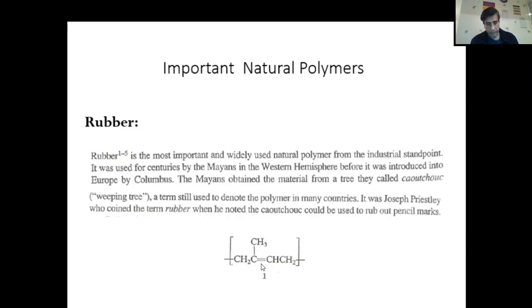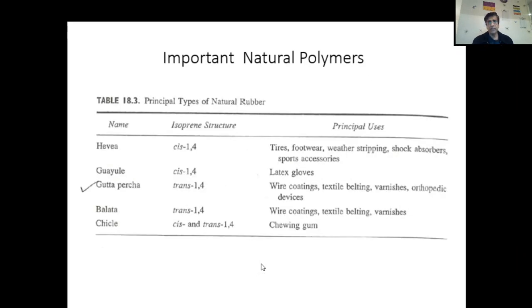So this is, you can see here. If the three-dimensional structure is given, then you can see. Otherwise, from here you can just say 1,4 polyisoprene. So now these are the different rubber materials. All these are the names, and you should know the difference between each.